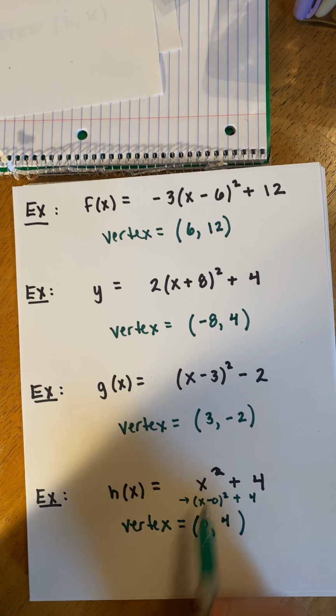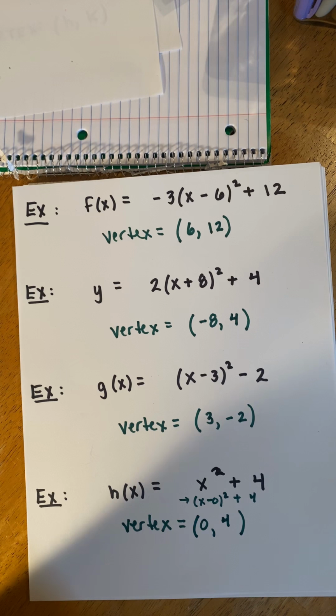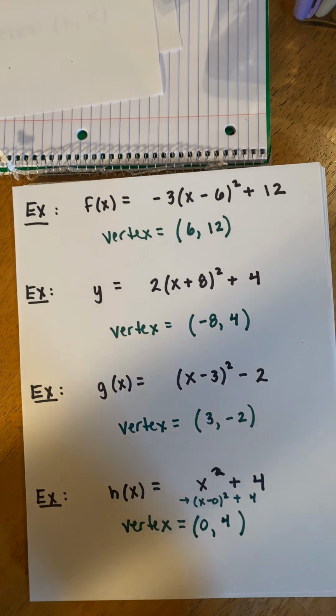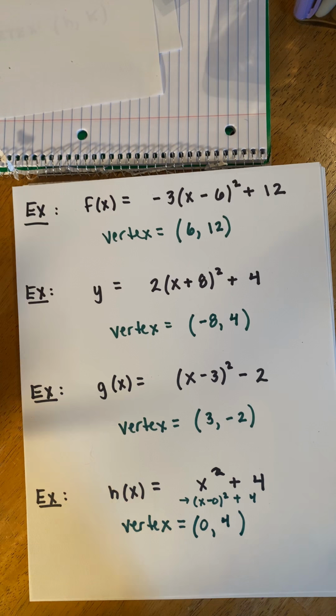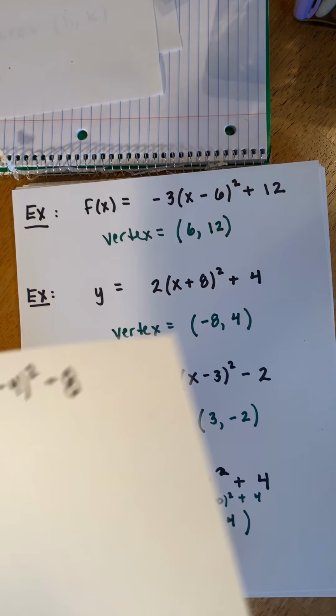So if there's nothing being squared with the x, then the x-coordinate of the vertex is 0. So now pretty much every other process that we followed in the beginning of 8.3, we will do here. So let's go through an example.